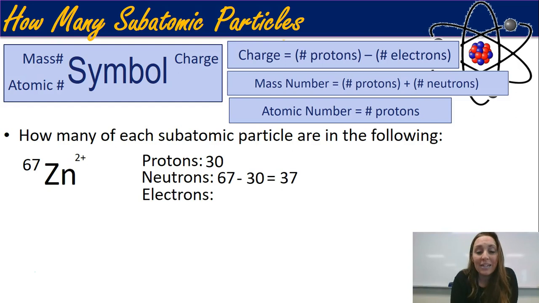Okay, for the number of electrons, we're going to use the formula up here, because to figure out the number of electrons, you always look at the charge. So the charge is 2, and that equals the number of protons, which we know is 30, minus the number of electrons. So 30 minus what gives us 2?